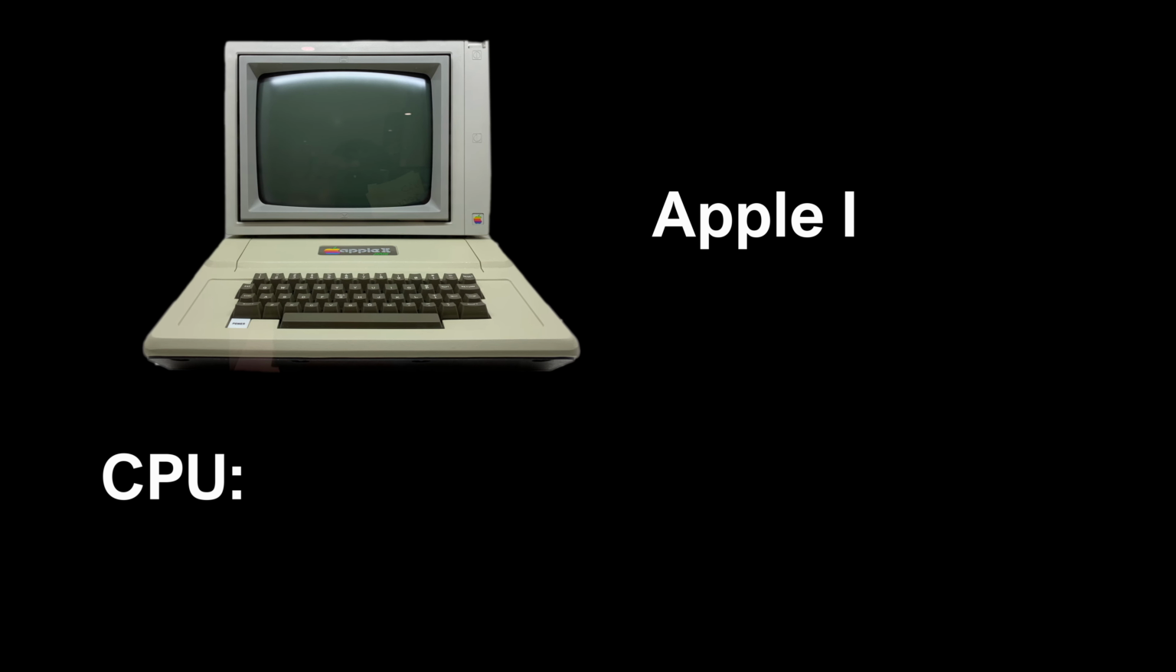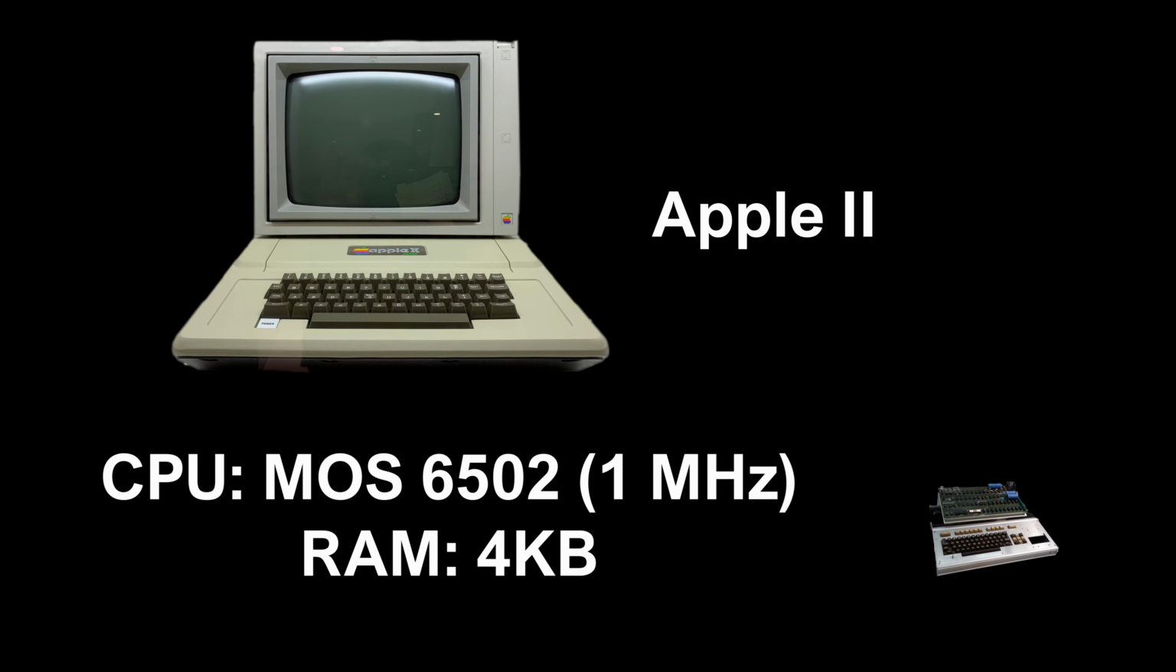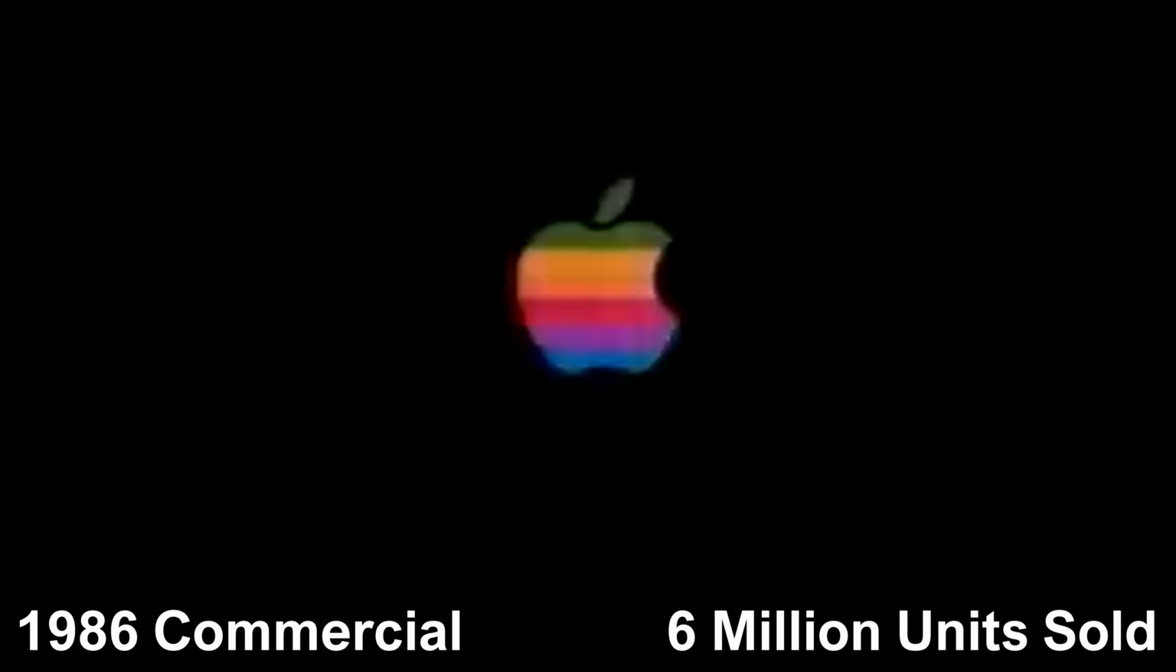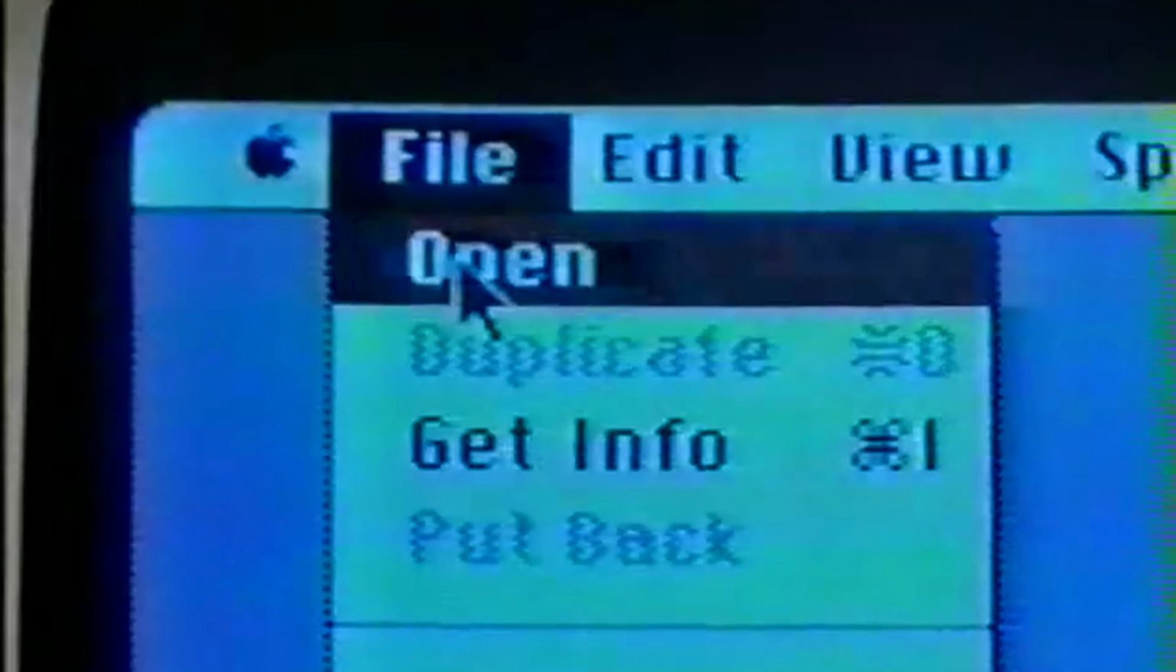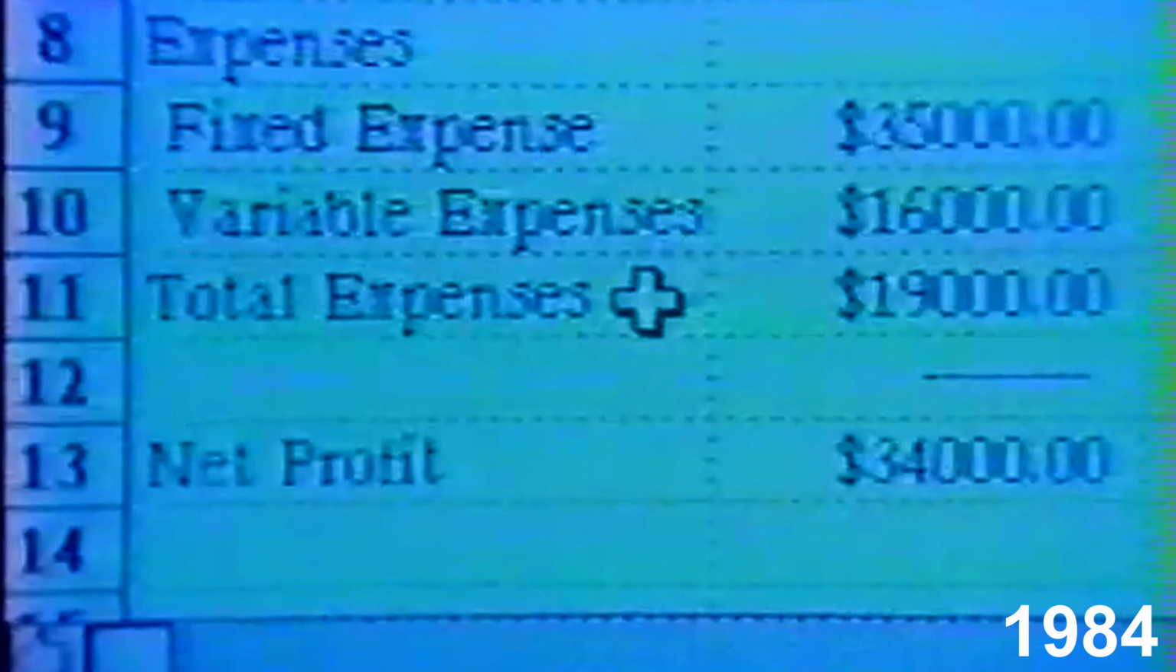This machine had the same chip and RAM as the Apple I, but was built for the mass market. Apple released many different models of the Apple II, and it was finally discontinued in 1993 after 6 million units were sold. The original Macintosh, also called the Macintosh 128K, released in 1984 and revolutionized personal computing.